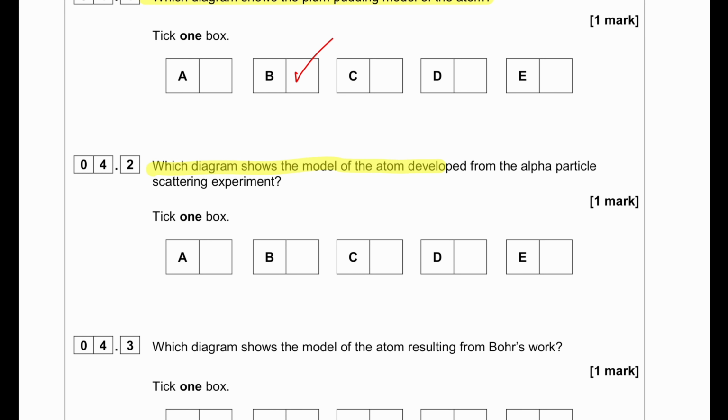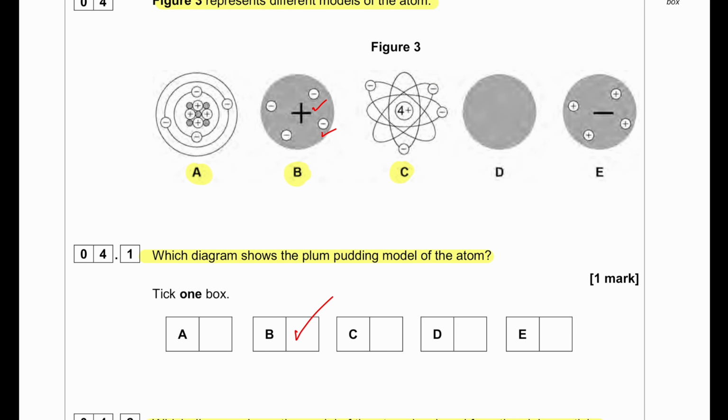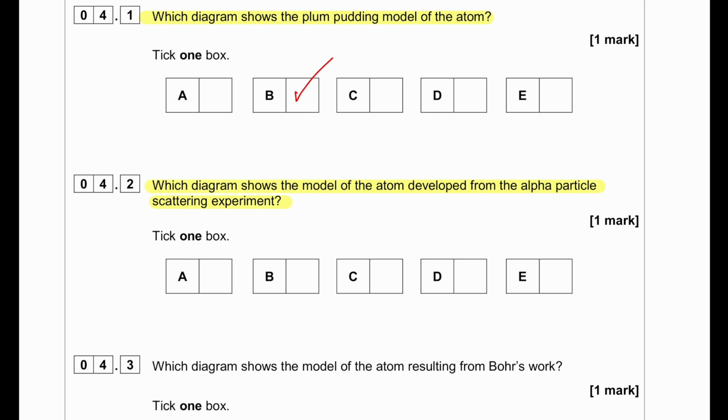Which diagram shows the model of the atom developed from the alpha particle scattering experiment? So when we talk about the alpha particle scattering experiment, we have to understand that we shoot alpha particles at a gold foil, and some of the alpha particles passed through, some of them got bounced back, and some of them got slightly deviated. So that represents that atoms are mostly empty space. Alpha particles are positively charged, so since they got slightly deviated or some of them bounced back, the core must definitely be positively charged. So C will be the answer, guys.